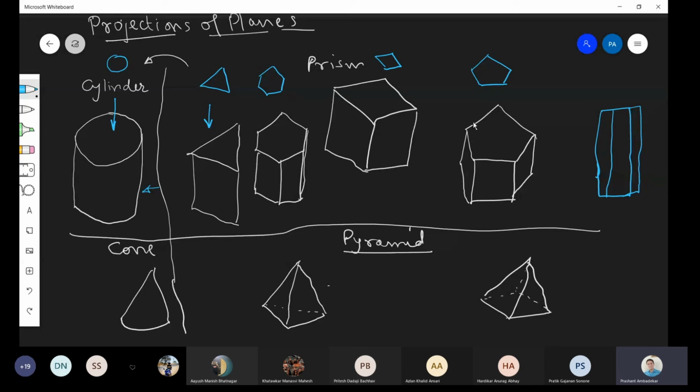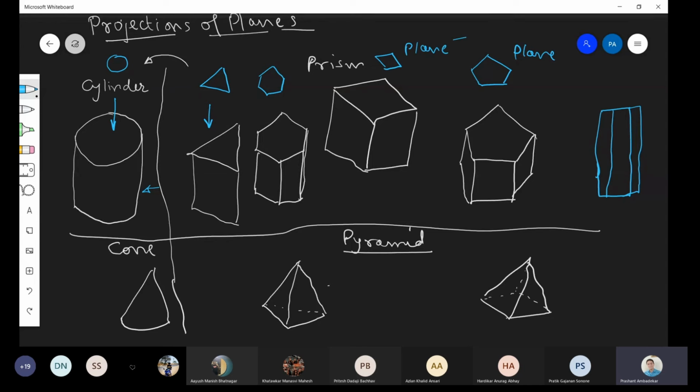But then if you see any of these prisms, what is this shape? This is a triangle, this is a hexagon, square or rectangle, pentagon, like this. So what are these called? These are called shapes, or planes. What do you mean by plane? A plane is a two-dimensional lamina.